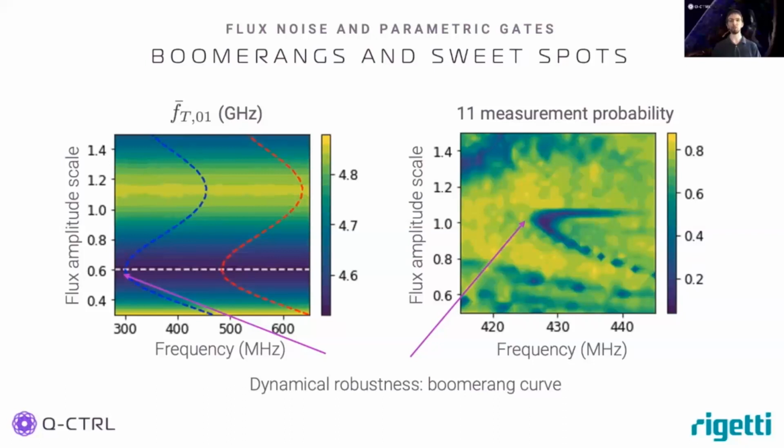This can also be observed in experiment. The right-hand figure shows half a CZ gate where population has been transferred out of the 1-1 state when the resonance conditions are met. For flux noise robustness, we look at the turning point or the curve of the boomerang to find the sweet spot.